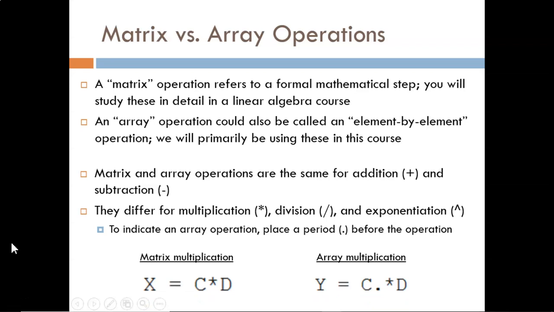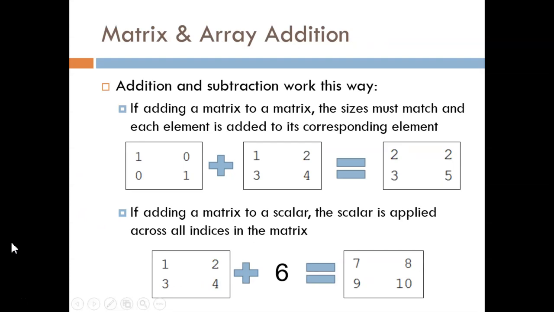Let's look at examples of addition first. There is no distinction here between matrix and array operation, so both would give the results you see. And because of this, you will never need to put a dot before a plus or a minus sign in MATLAB. If adding a matrix to a matrix, the sizes must match, and each element is added to its corresponding element. In this example, the top left corners show us 1 plus 1 equals 2. The bottom left corner shows us 0 plus 3 is equal to 3. And the same process works for the other indices.